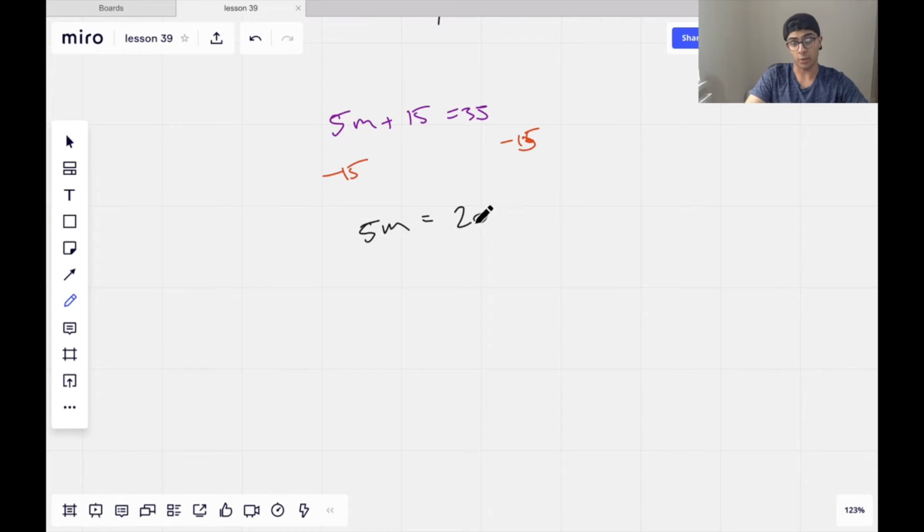And then again we divide both sides by 5 because we want to get the m on its own. Remember, that's how we're solving it, right? We're looking for m, so we need to rearrange it in terms of m. I've talked about this in the video before, so it's the same principle. So 5m divided by 5 is just m, and 20 divided by 5 is 4. And there we go.